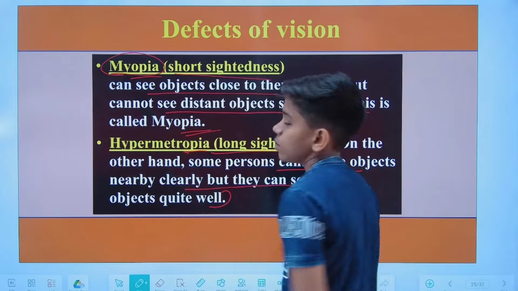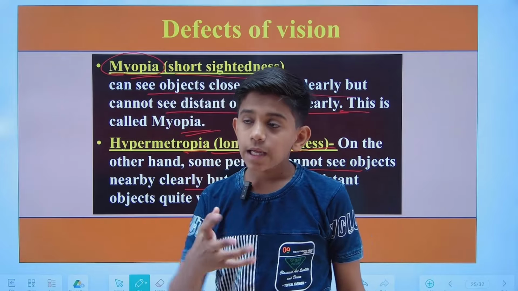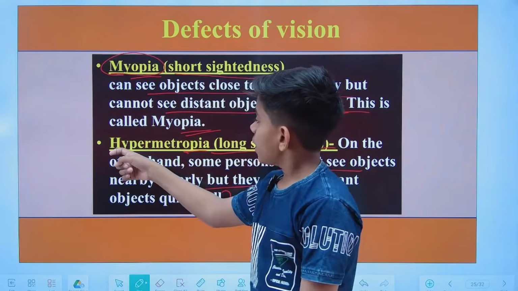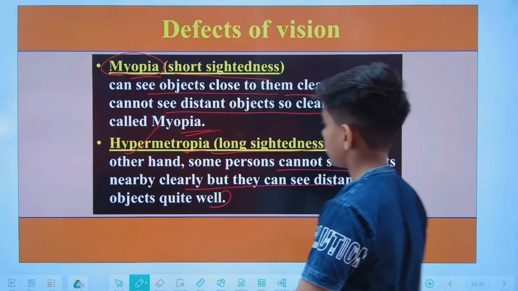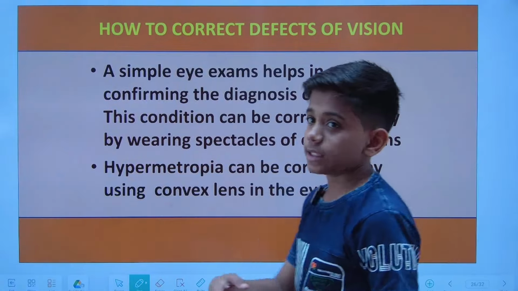In myopia, the objects which are near are very clear, but objects which are far are not clear. And in hypermetropia, the objects which are near are not clear, but objects which are far, they can see. So hypermetropic persons can see the faraway things.